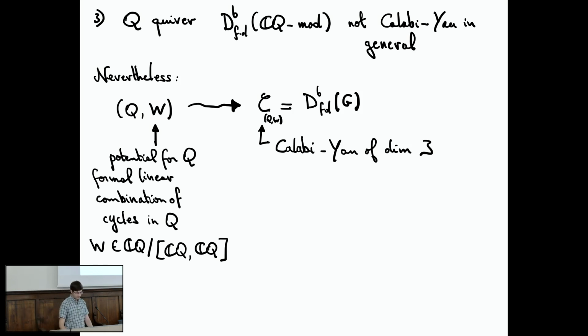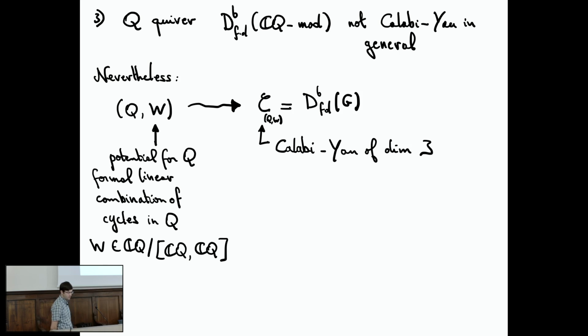By definition, a potential for a quiver is a formal linear combination of oriented cycles inside the quiver. So if there are no oriented cycles in your quiver, no sequences of arrows forming an oriented cycle, then W would just be 0. But if there are oriented cycles, you can take formal linear combinations of these cycles and take that as your W. It's extra data you are free to choose if there are cycles.